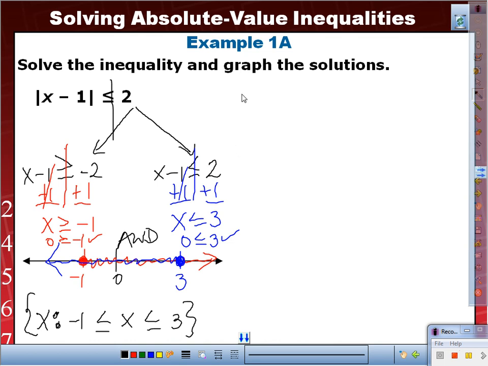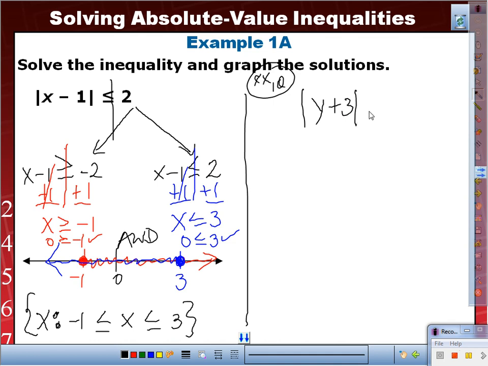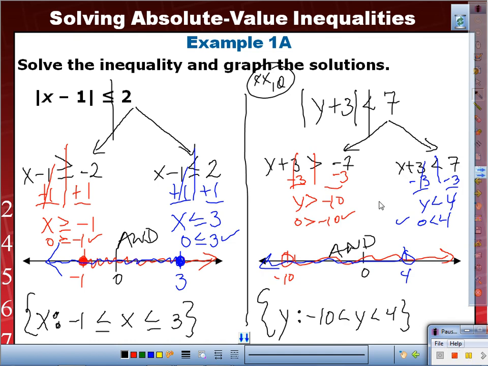Okay? Do this one by yourself. Example 1Q. We got absolute value y plus 3 less than 7. Ready? Go. So we got, anyways, we got this. These are my ands.